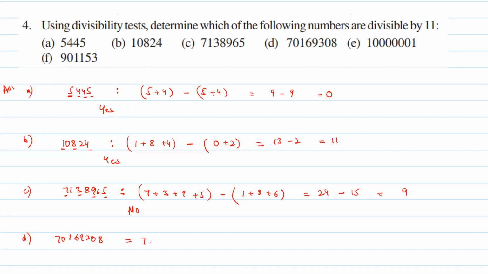So 70169308. It will be 7 plus 1 plus 9 plus 0 minus 0 plus 6 plus 3 plus 8, which will be 8 plus 9, 17, minus 9 plus 8, 17, coming out to be 0. So yes. Similarly, for E and F, you have to add 1 plus 0 plus 0 plus 0. So it is 1 only, and in this 0 plus 0 plus 0 plus 1, 1 minus 1 is 0. So yes. For F part also, you have to add 9 plus 1, 10, plus 5, 15, minus 0 plus 1, 1 plus 3, 4. So 15 minus 4 is 11. So yes, it is divisible.